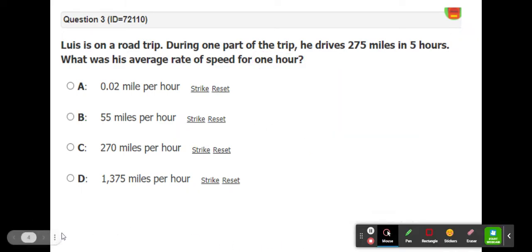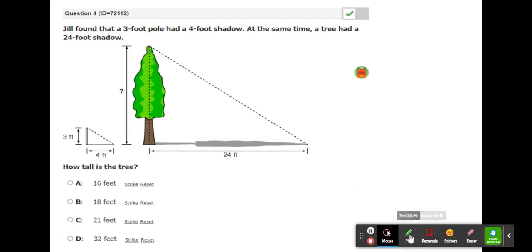All right, question number 4. So Jill found a 3-foot pole had a 4-foot shadow. At the same time, a tree had a 24-foot shadow. So how tall is the tree? All right, so this is a shadow to height problem. So those are the words we're going to use.